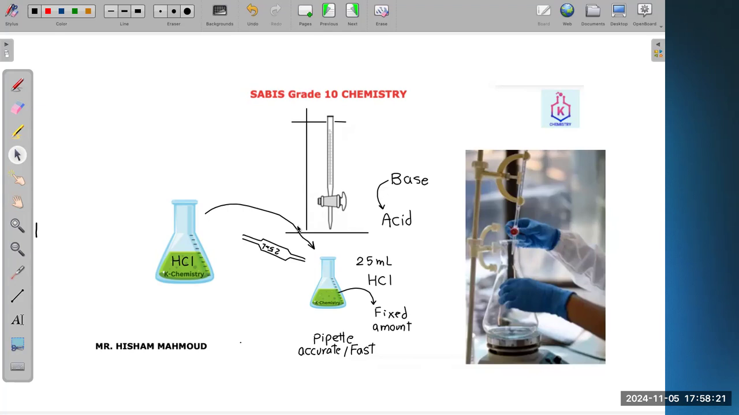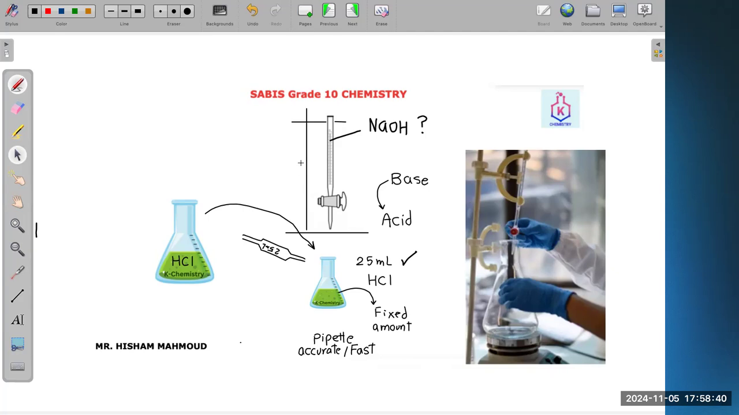Then what you will put, Mr., at the top, you said you will put the base inside. You put the base inside this burette. But I don't know, Mr., how much I'm gonna use. There is a difference between two amounts. Here I know the amount. I know that I'm gonna use 25 ml. But here I don't know how much I'm gonna use.